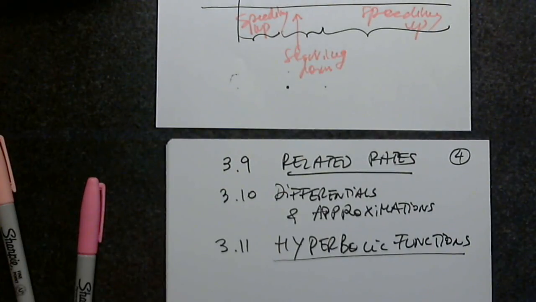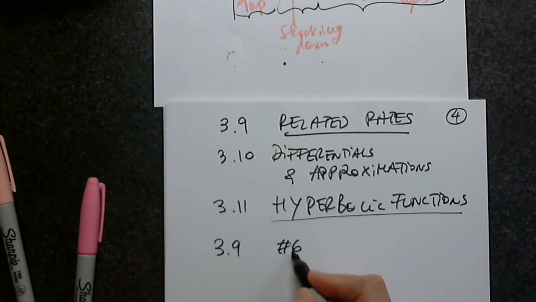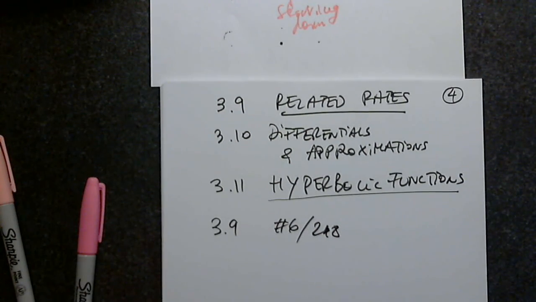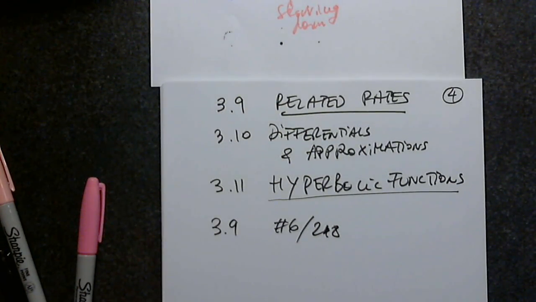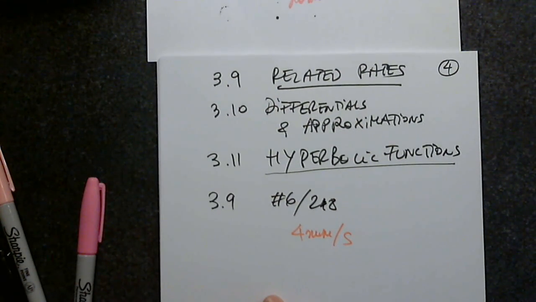Section 3.9, problem 6 on page 248. Every time we read a word problem, we should read it at least twice, in my opinion, and take notes. So I am given 4 millimeters per second. How fast is the volume increasing when the diameter is 80 millimeters?